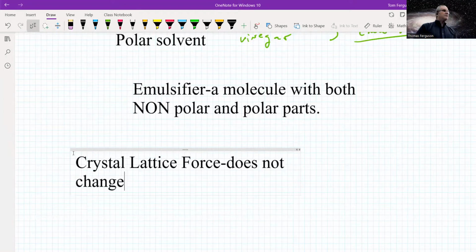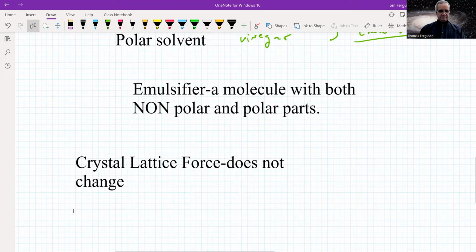Okay, the crystal lattice force does not change. It is a constant. However, the solvating force does change.